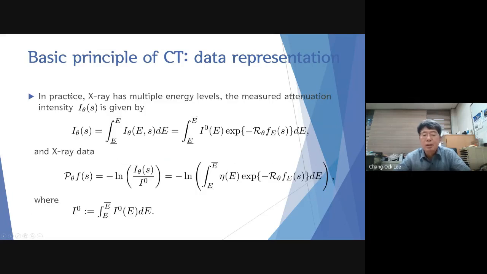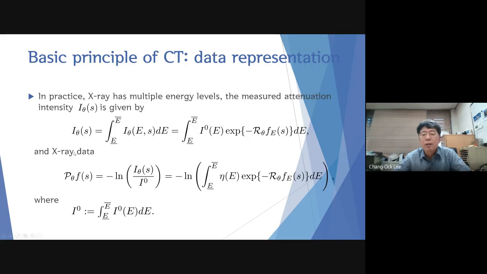But in practice, X-ray has multiple energy levels. In the Radon transform, we consider the attenuation coefficients with respect to a single energy, but in reality we have multiple energy X-rays. So the measured attenuation intensity is given by this. For the angle theta, we have the measured intensity in terms of energy, and we integrate over all of that. So this is the actual obtained data, the measured attenuation.